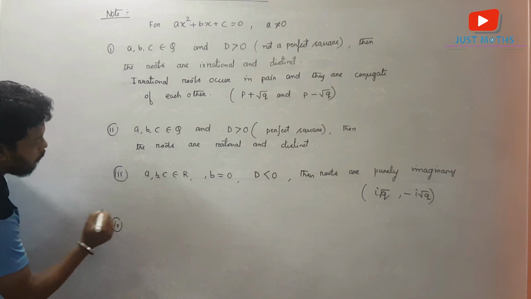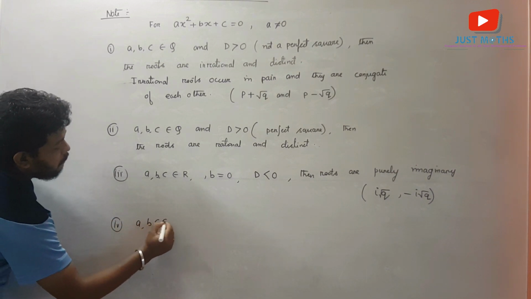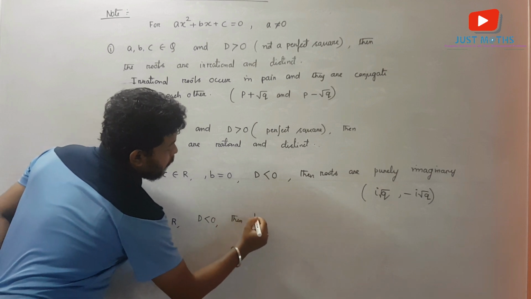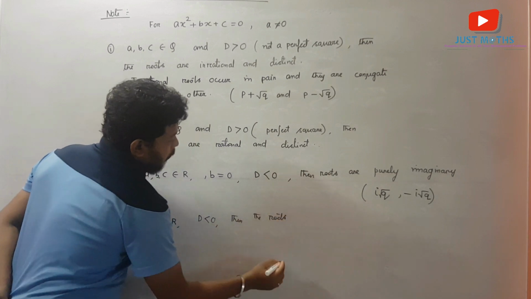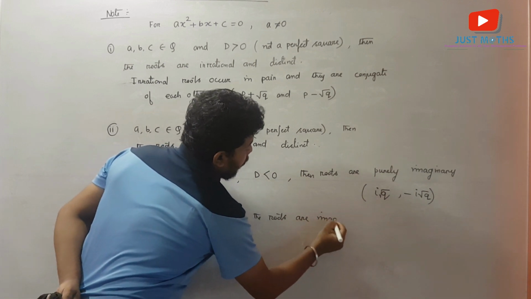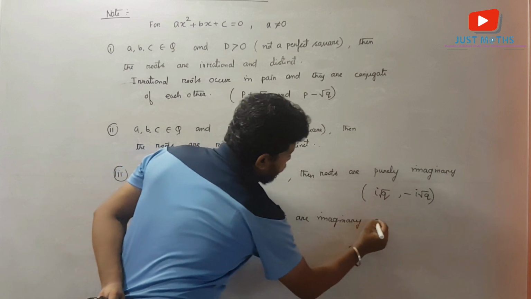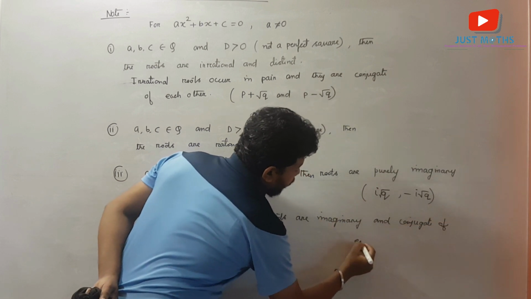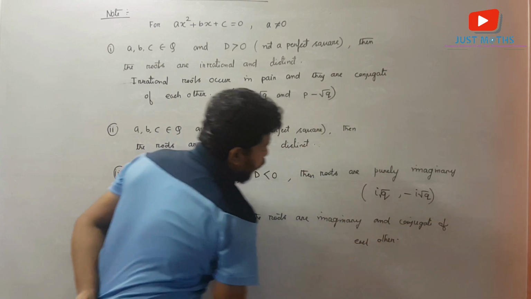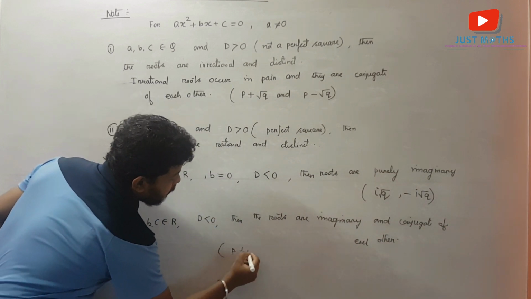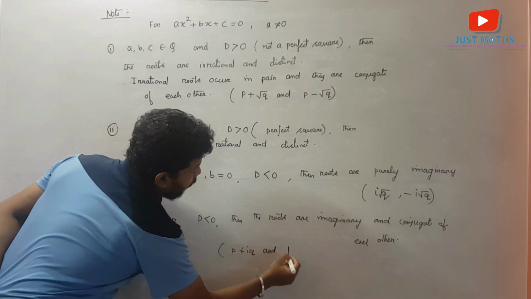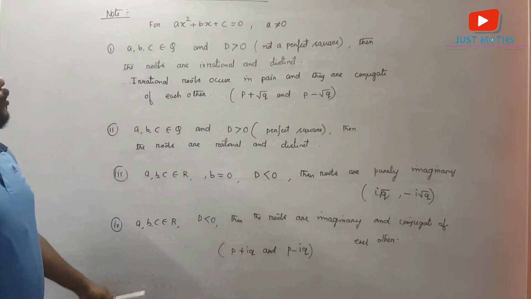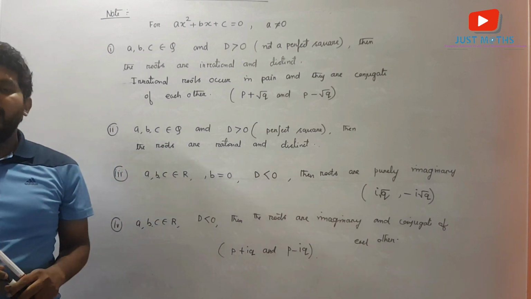Number 4, when a, b, c belong to R and d is negative, then the roots are imaginary and conjugate of each other, that is they are of the form p plus iq and p minus iq. You have to remember these four notes. These are very important for board level questions.